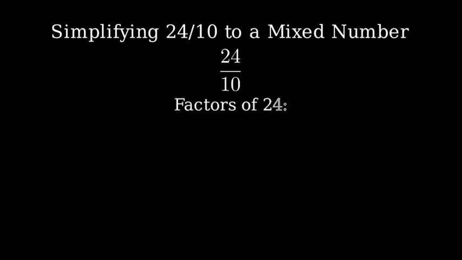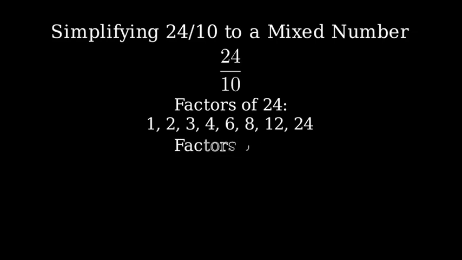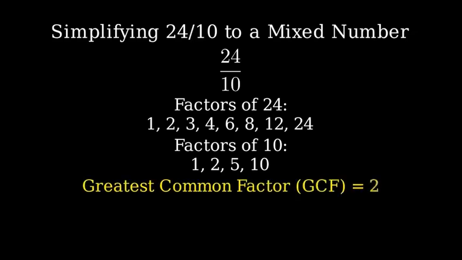The factors of 24 are 1, 2, 3, 4, 6, 8, 12, and 24. The factors of 10 are 1, 2, 5, and 10. Looking at both lists, we can see that the greatest number that appears in both lists is 2. This means 2 is our greatest common factor, or GCF.